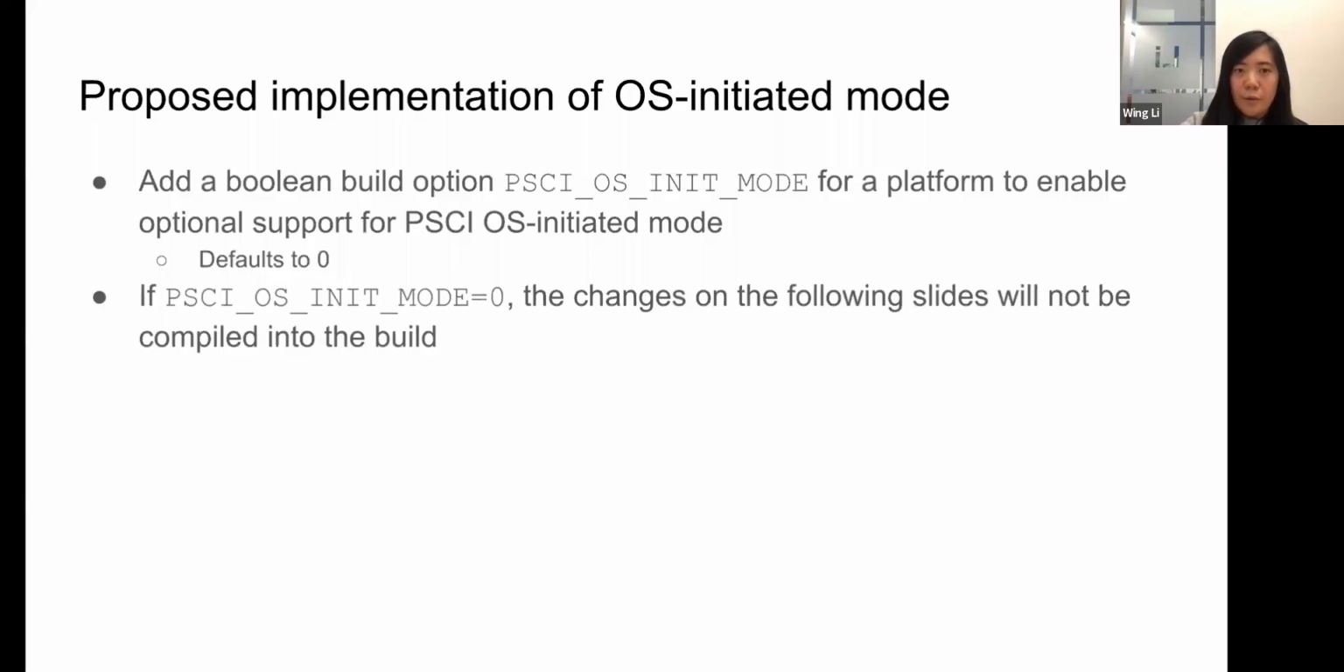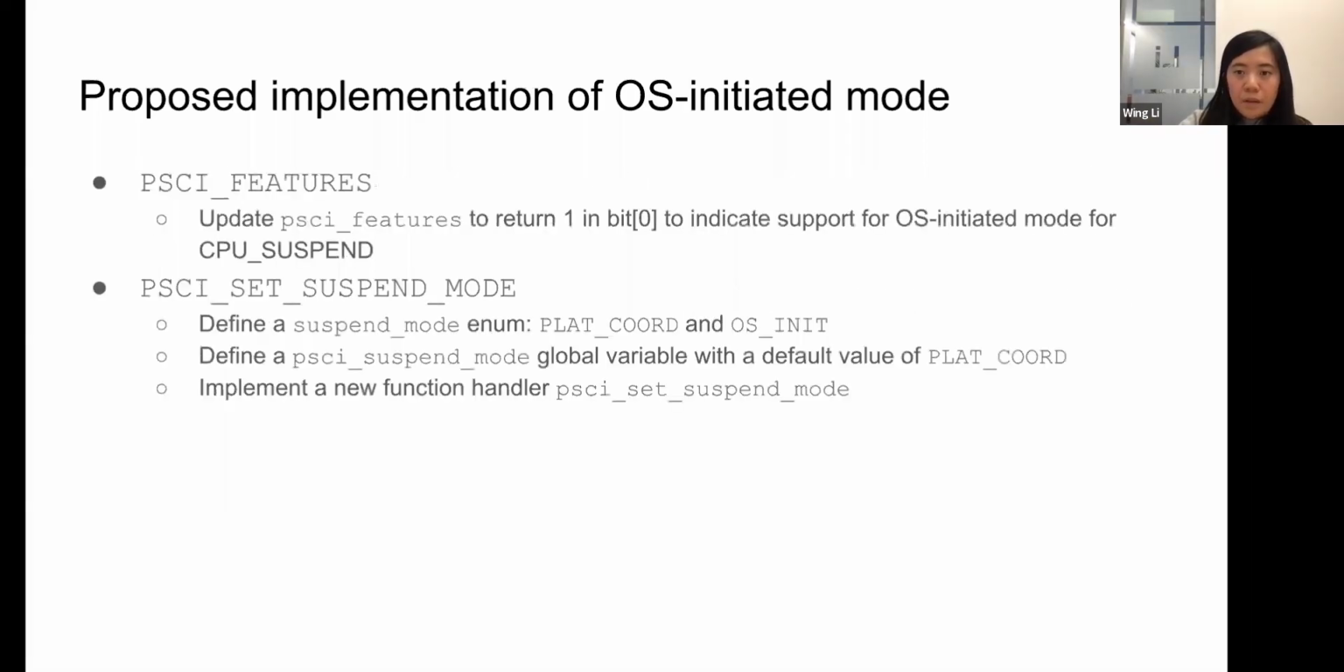Okay, so the proposed changes, we have 3 minutes. The main thing is we are adding a Boolean build option so that each platform can decide whether or not they want to enable OSI mode. And yeah, the changes will not be compiled into the build if this option is not enabled. And then I will skip these.